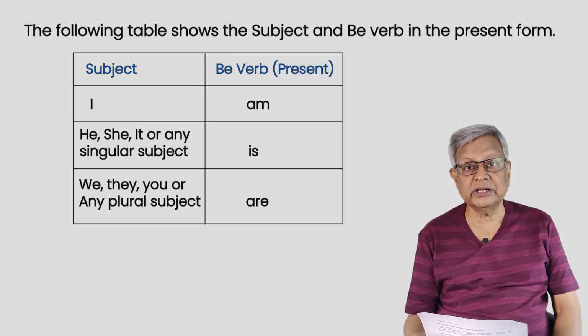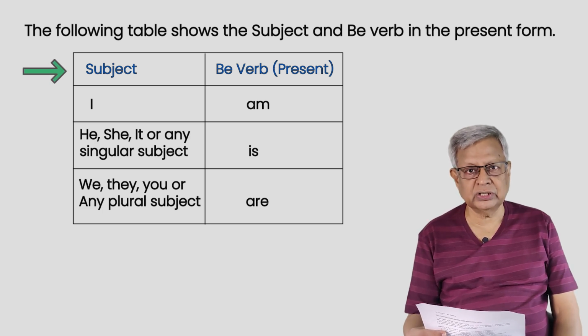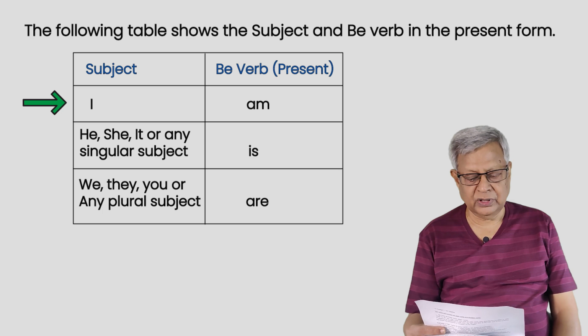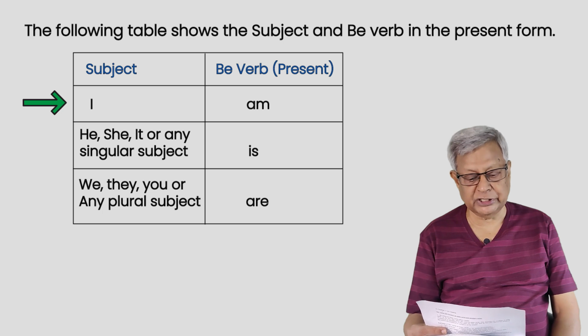Look at the table. I have given a table with subject and be verb in the present form. Under the subject, the first one is I, and the be verb relating to I is am. Am. This is peculiar, it's only in the present tense.